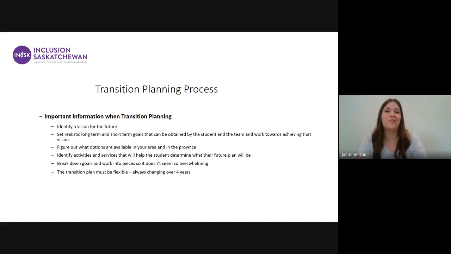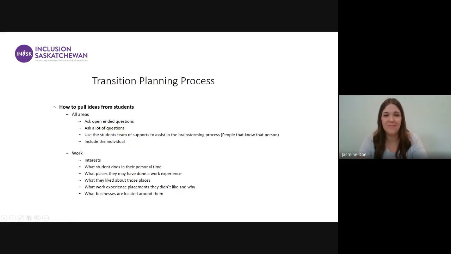And it is often difficult to get ideas out of students. They never have to think about these areas and they don't always know what they want for their future. Students tend to be used to having things set up for them, but it's important for the student to be a part of the transition planning process and to discuss what they want for their future. So just kind of how to pull some ideas out of the students.